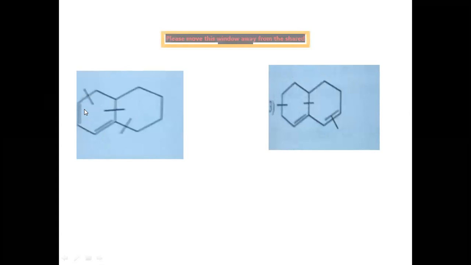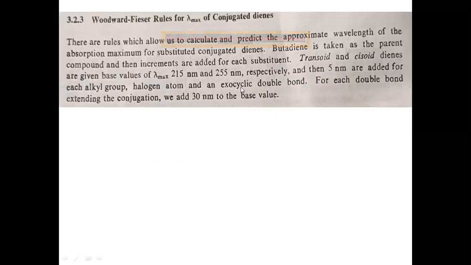If two double bonds exist within the same ring, that is called a homoannular diene. This is an example of a homoannular diene. This is an example of a heteroannular diene. When double bonds are present in two different rings, that is called a heteroannular diene. Now what are the base values given here?